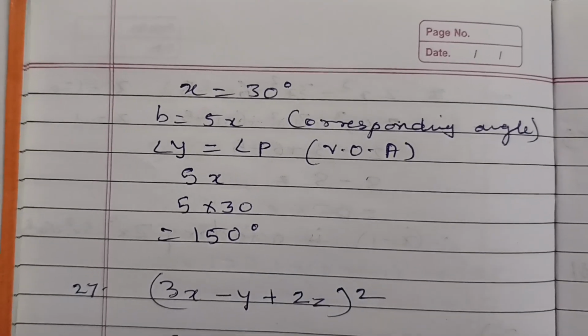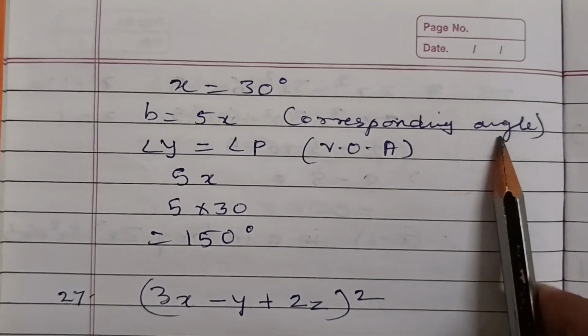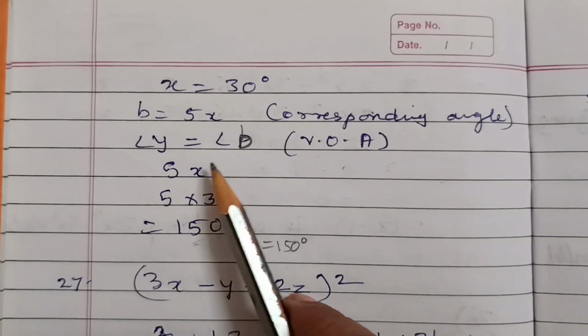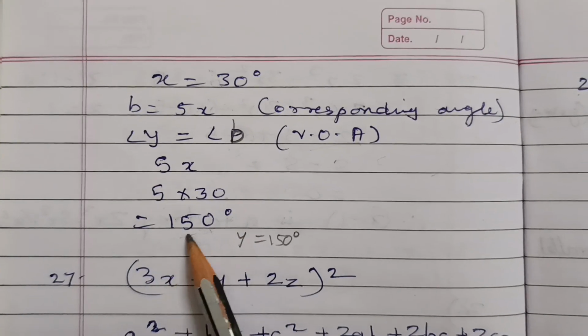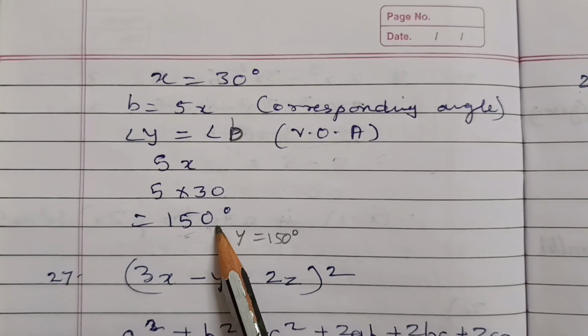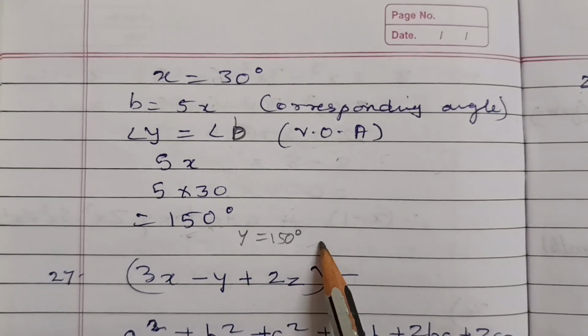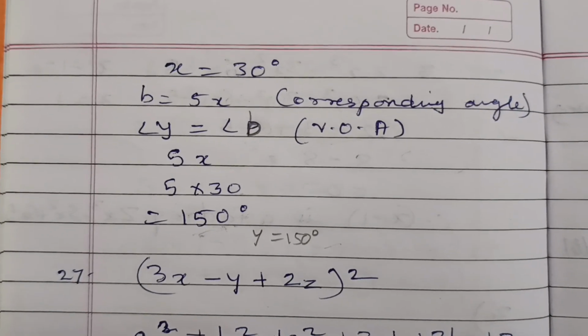And B is equal to 5x. That is also a corresponding angle. Angle Y is equal to angle B. So 5 into 30 degree. Therefore 5x is 150 degree. Therefore y is also equal to 150.